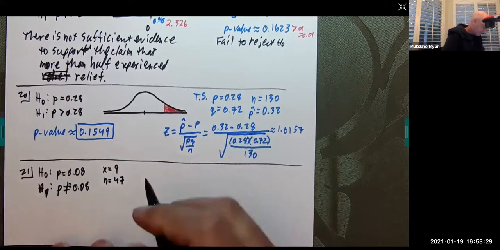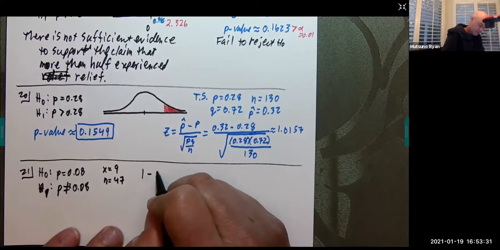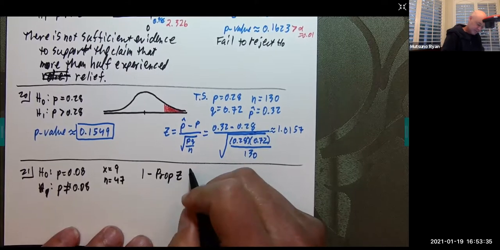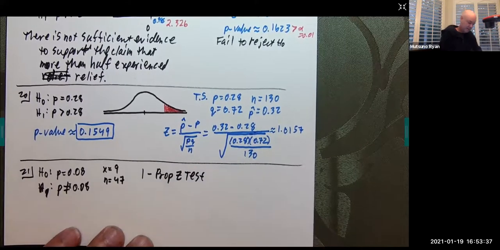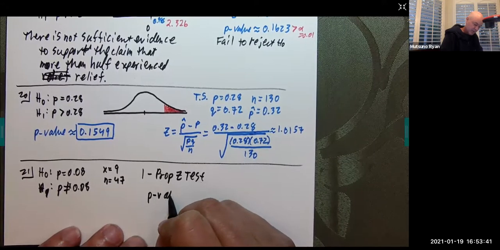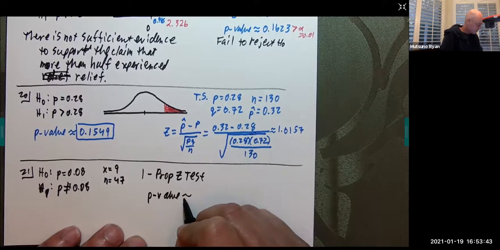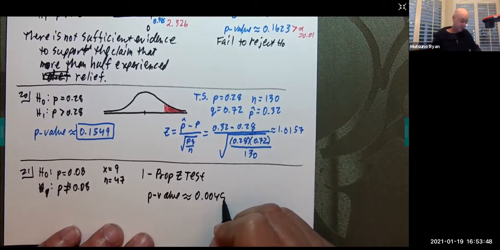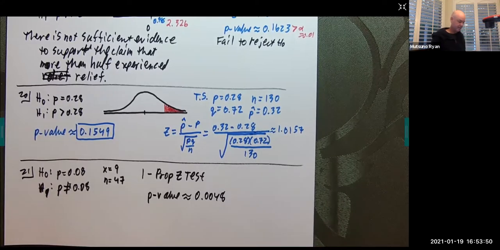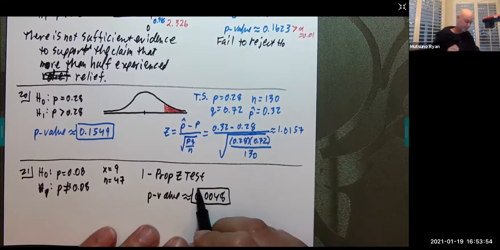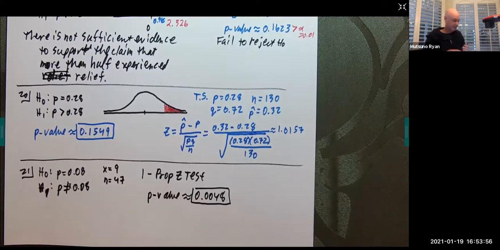So for this one, you run a 1 prop z-test. And we got that the p-value is 0.0048, very small p-value in this case. All right, moving on to number 21.